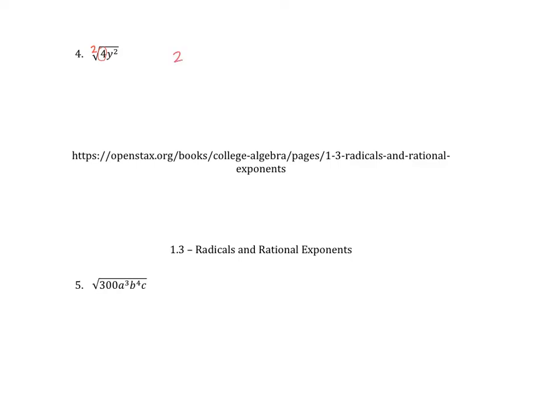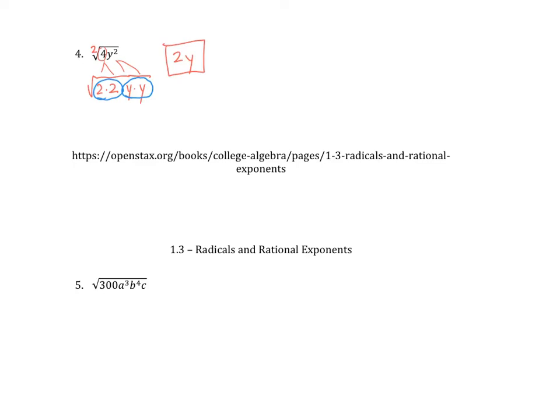And then what you do with the variable is remember that you're trying to look for pairs if it's a square root. So I could rewrite this as 2 times 2 times y times y, because 4 is 2 times 2, and y squared means y times y. And then you'll see that I have a pair of 2's, so that would come out, and I have a pair of y's, so that will come out. So 2y out of the radical is my answer here.